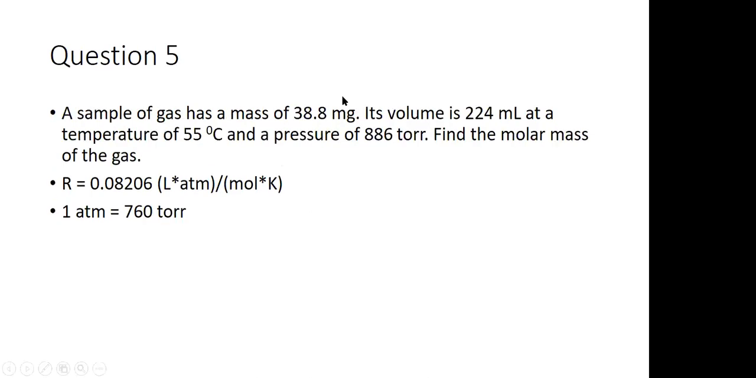Go to our last problem here. Okay, so here, again, it's a little bit of a complicated question, but we're using the ideal gas law again. So PV equals NRT. So here I have a sample of gas. The gas has a weight of 38.8 mgs or milligrams. The volume is 224 milliliters. My temperature is 55 C. And my pressure is 886 torr. What gas is this? Or what is the molar mass of this gas? Another way I can ask is, what gas is this?